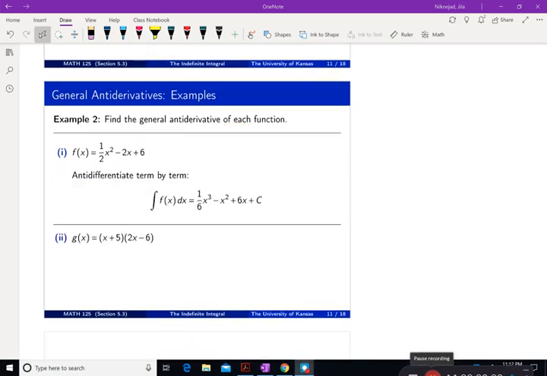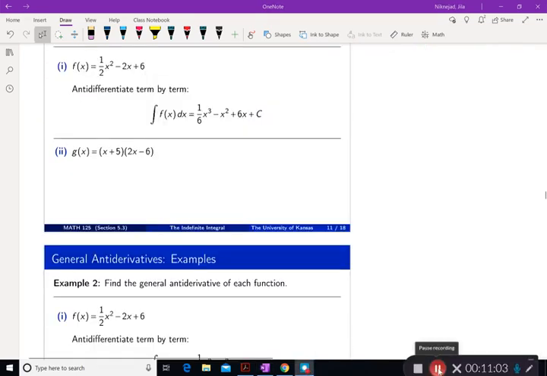So let's do one more antiderivative. I'm looking at this function g of x equal to x plus 5 times 2x minus 6. Again, we don't have a multiplication rule for antiderivatives, so we have to find something else at this point. Even later, we will just have techniques. Here, though, the only technique that I have is the algebra of things. So what I do is I basically FOIL these two together, so I have different terms rather than a product.